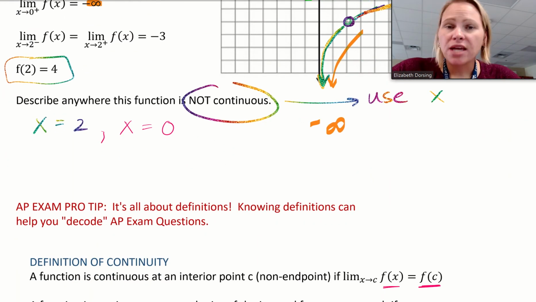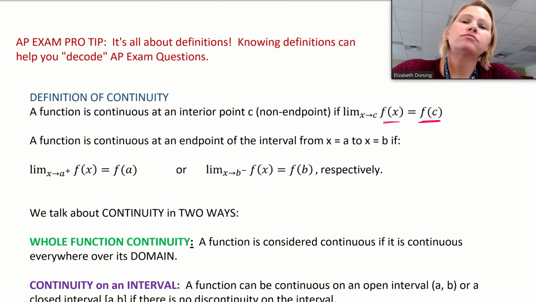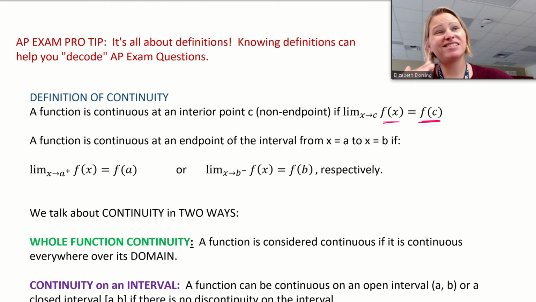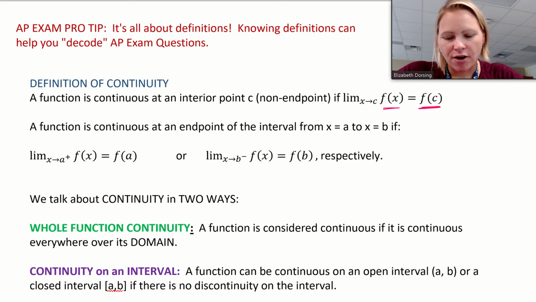So you might be asked on your AP exam to describe if a point is continuous or not. And the way that you're going to justify that answer is you will often refer to the limit, and you'll say, well, the limit approaching that spot is not the same as the y value, therefore by definition it is not continuous. So you need to know your definition. So I would pause and jot this down.